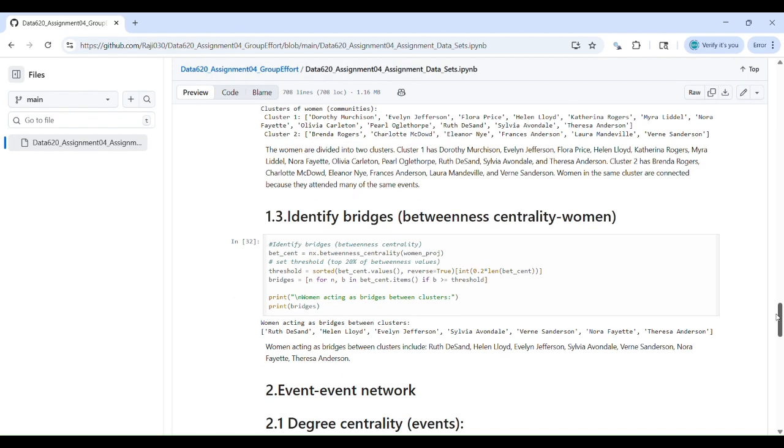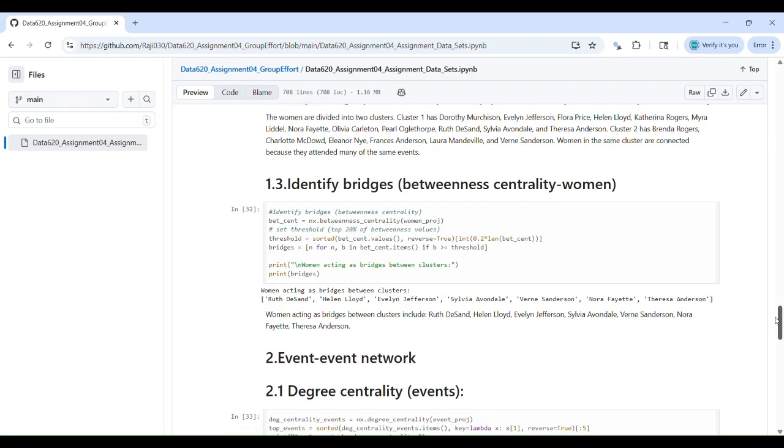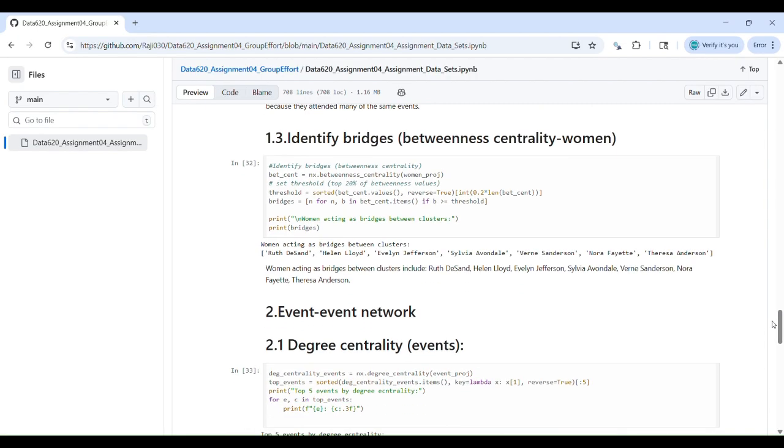And then we identified the bridges by computing betweenness centrality among the women, and we found that some of the women here act as bridges between clusters, and they include Ruth Descent, Helen Lloyd, Evelyn Jefferson, Sylvia Avondale, and so on.